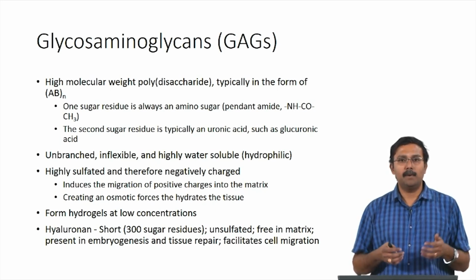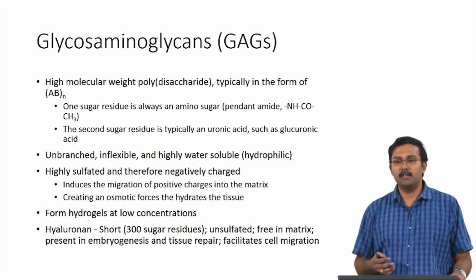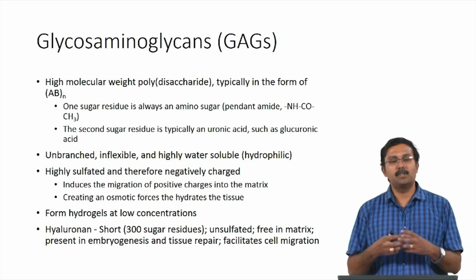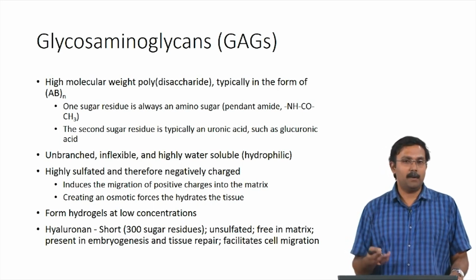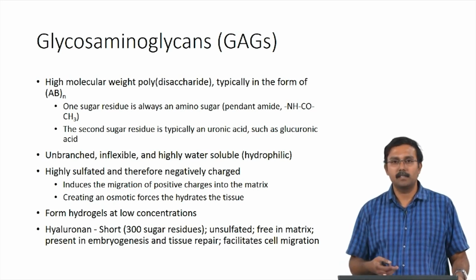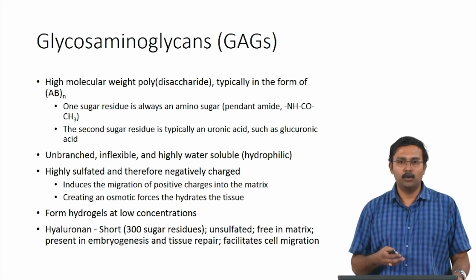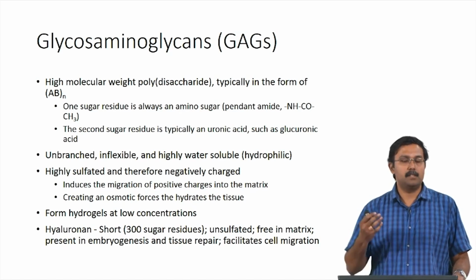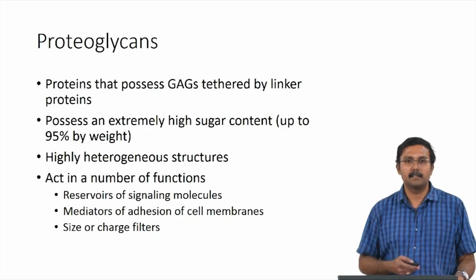This induces migration of positive charges into the matrix, creating osmotic forces that ensure that the tissue is hydrated, and these are the molecules which are used to form hydrogels even at very low concentrations. Hyaluronic acid is one example for that. It has been shown to help in embryogenesis and tissue repair, and it also facilitates cell migration.